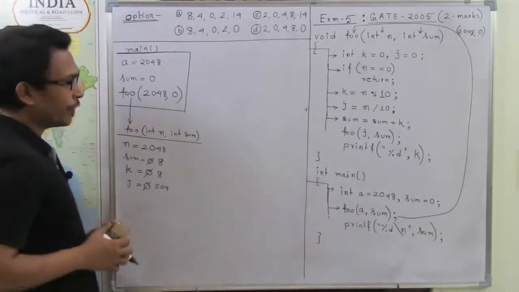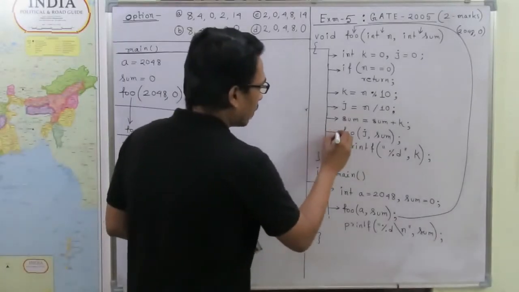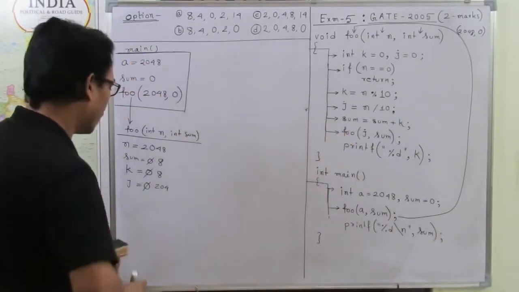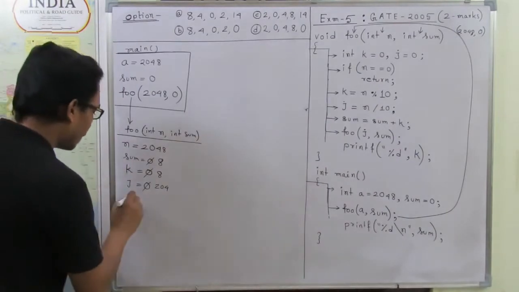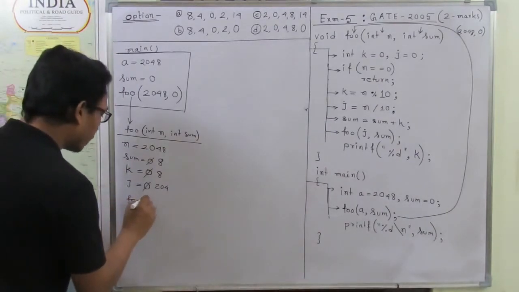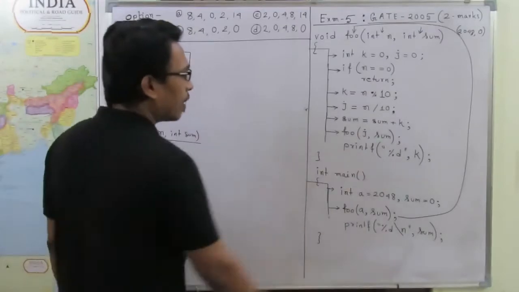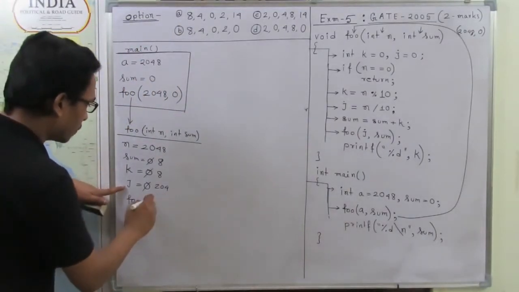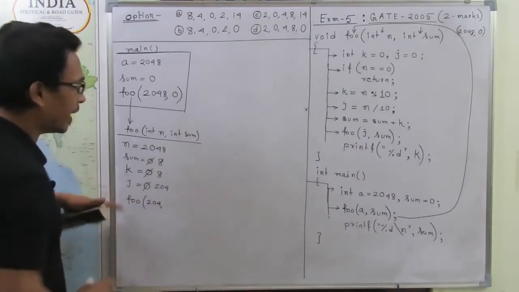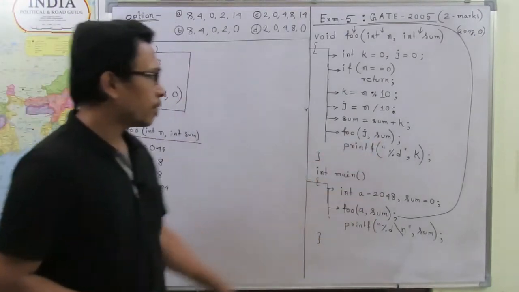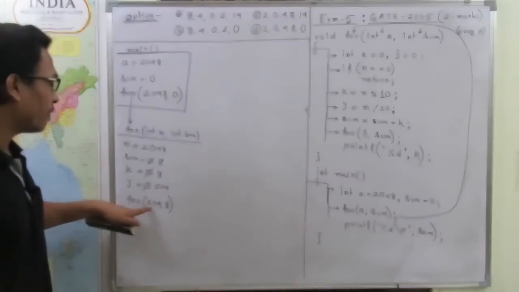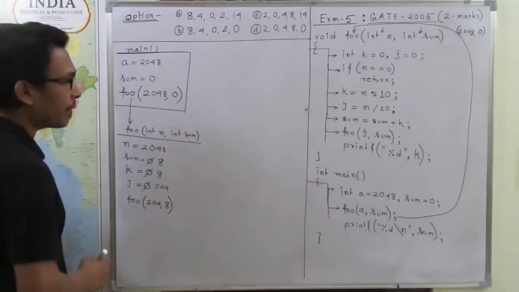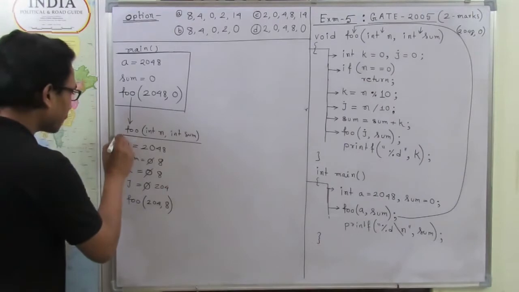In this particular foo definition, we again call the function foo. Clear? Now from this particular function definition, we again call the function foo with parameter j. What is the value of j? The value of j is 204. The next value is sum. What is the value of sum? The value of sum is 8. Now the second parameter is 8 and the first parameter is 204. What will the system do?